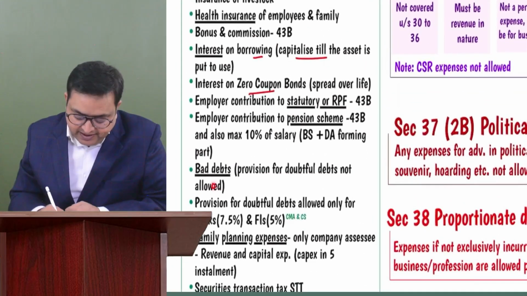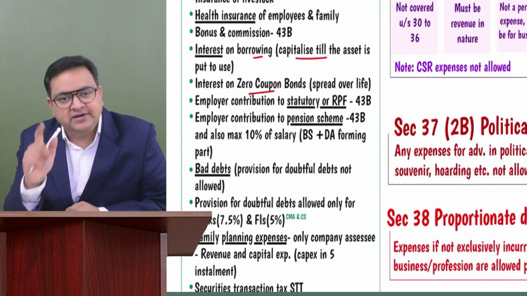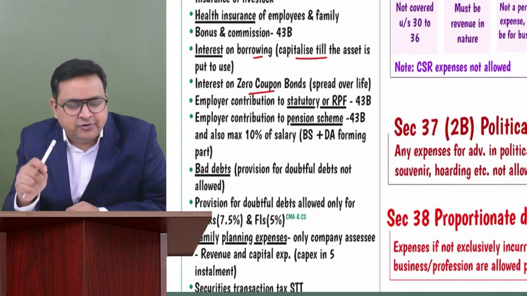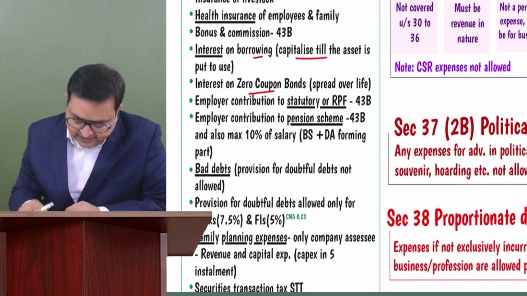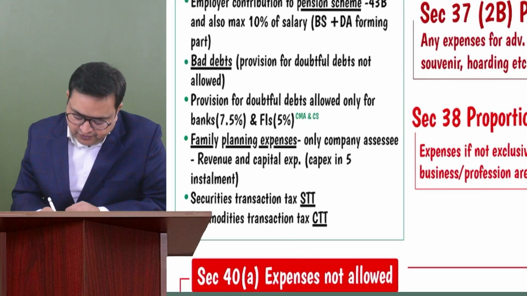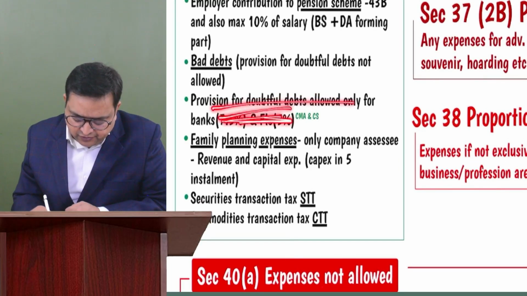Got it? Bad debts is allowed. Actual bad debts written off is allowed. If it is provision for bad debts, provision for doubtful debts, that is not allowed, right? Actual bad debts is allowed. Provision for doubtful debts is not allowed. Only for banking companies it is allowed, but it is not in your course.